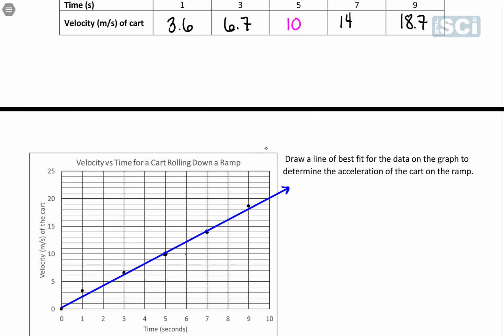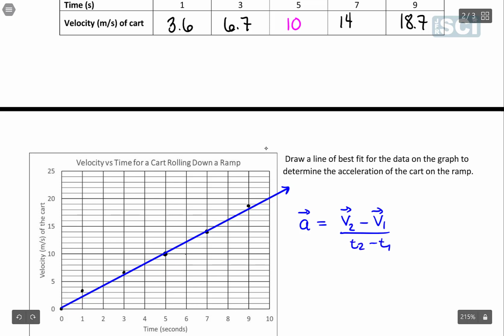Now I've graphed my data here and I've put a line of best fit. So what I want to do is calculate the slope of this line of best fit. If I calculate this slope, I'm actually calculating the acceleration of the object. So my acceleration will be v2 minus v1 divided by t2 minus t1. And if I look at my data here, I'm going to choose this point right here, which is 2 and 4, and I'm also going to choose the point 6 and 12. Okay, so those will be my 2 points that I'm using.